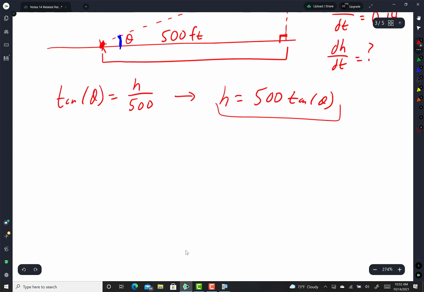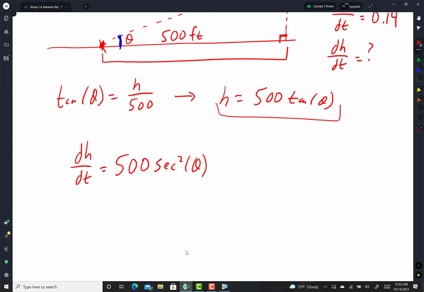Here we go. Ready? Taking the derivative with respect to what? T. dh dt is equal to that 500. Leave it alone. What's the derivative of tan? Perfect. Am I done? No. I take what did I put right next to it? d theta over. Perfect.